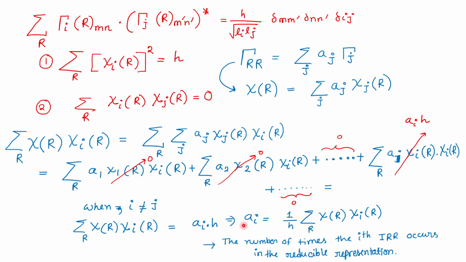Now you wanted to know how many times this irreducible representation is going to appear in this reducible representation. That can be given as Ai can be written in terms of 1 over h, sum over R, character of the symmetry operation in the reducible representation multiplied by character of the symmetry operation in the irreducible representation. That's how you can get the Ai.